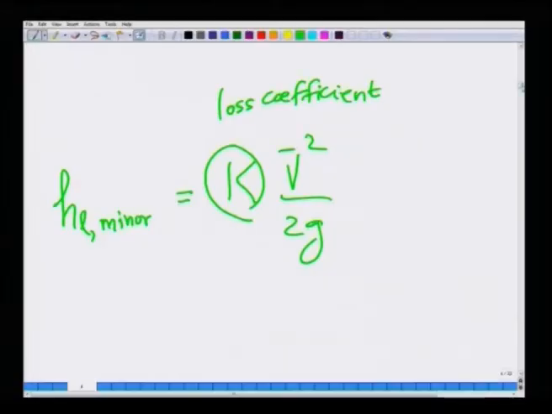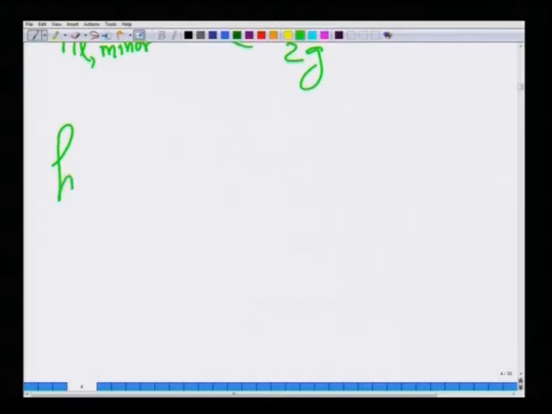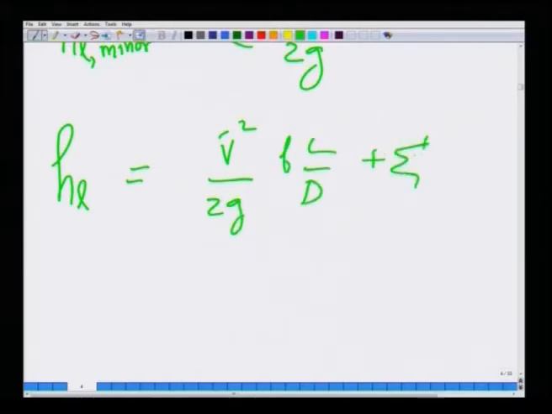So, the total loss will therefore be, the total losses in the pipe will be V squared by 2g times f L by D plus the summation over various minor losses, V squared by 2g times the loss coefficients. There could be varying losses, so sum over all losses. This is the typical way in which losses are computed.